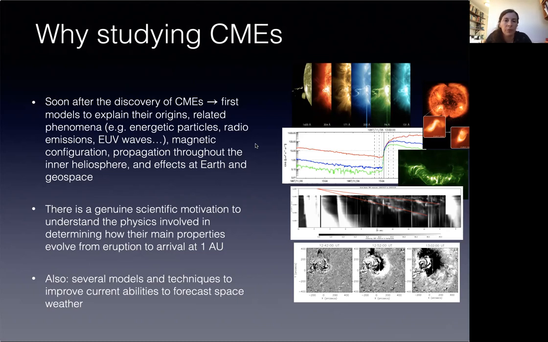And of course, from the practical point of view, there are several models and techniques that are being developed to improve the current abilities of space weather forecasting. So far, we don't know where and when the next CME will erupt. So the best we can do is to improve our understanding and attempt forecasting once a CME has occurred, on the basis of early observables, such as this one, and the related phenomena, such as solar energetic particles, radio bursts, etc.